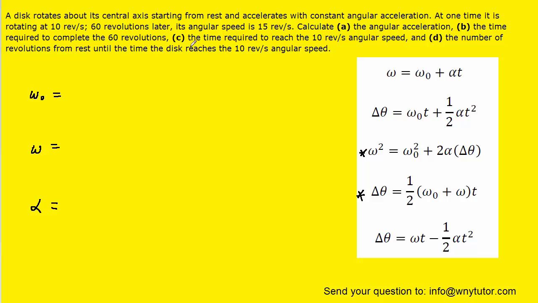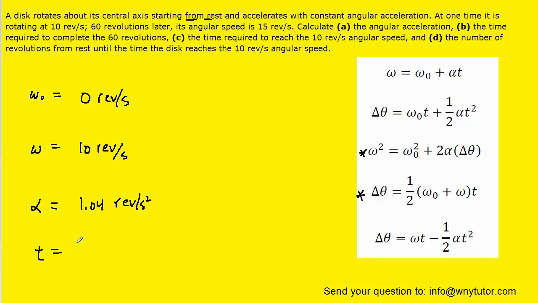Now for part C, we're being asked to calculate the time required to reach the 10 revolution per second angular speed. The fact that they're asking us to find that particular time to reach 10 revolutions per second suggests that the final angular velocity in this problem should be represented with the 10 revolutions per second. The initial would be from when the disk had started from rest. So in other words, we can write 0 revolutions per second for the initial. Let's also recall that we determined the angular acceleration earlier in the problem to be the 1.04 revolutions per second squared, and now we're looking for a time t.